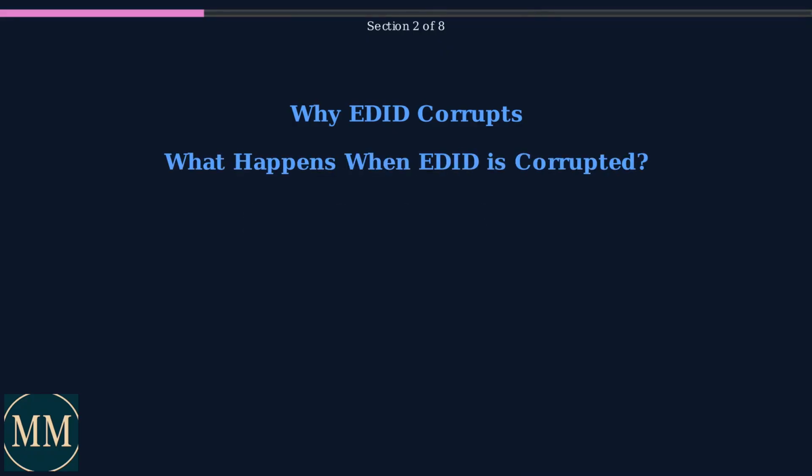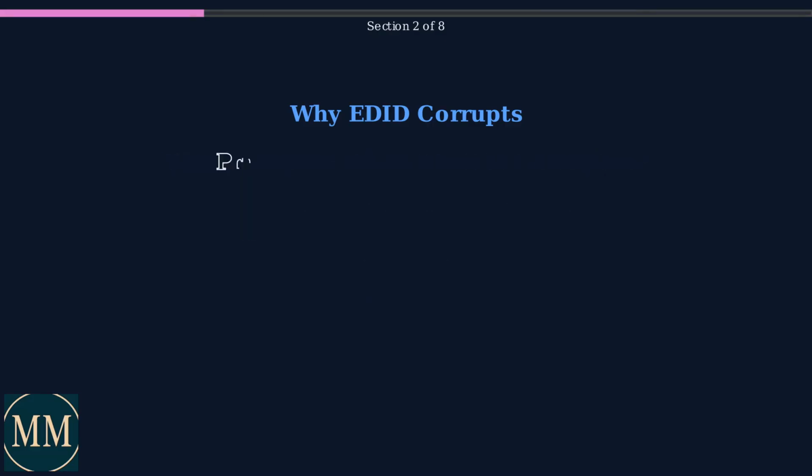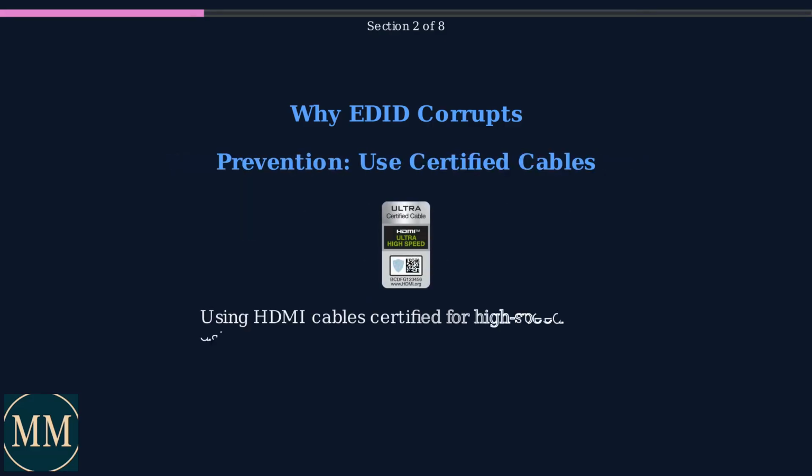When EDID becomes corrupted, your computer cannot properly communicate with the monitor about supported display modes. The result is that your system falls back to a basic VGA mode, displaying at the lowest common resolution of 640 by 480 pixels. This is the default safe mode that all displays can handle. To prevent EDID corruption, use certified HDMI cables that meet industry standards for reliable data transmission. These cables are tested to ensure proper signal integrity.